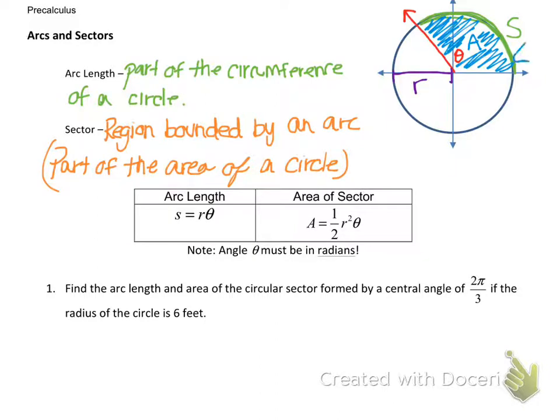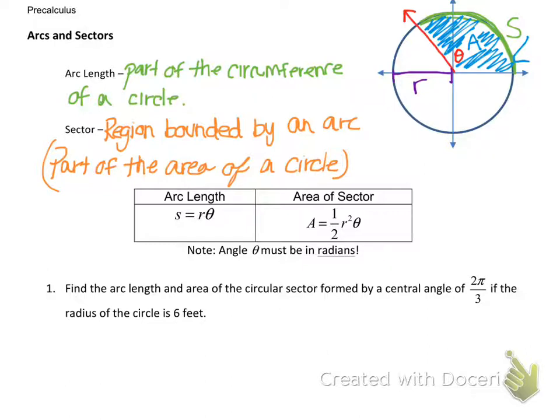So you see below the arc length and area of a sector formula, and then again, note that theta must be in radians. So anytime you deal with r, just think r, which represents radius, like I drew up above. But anytime you see radius, think radians. It has to be in radians.